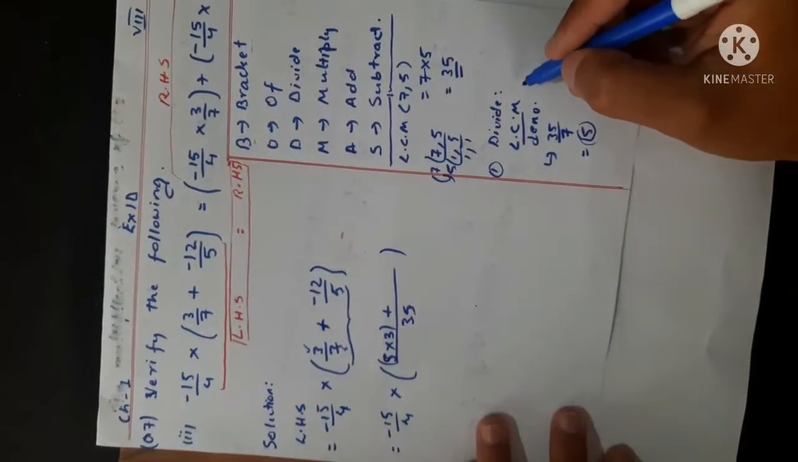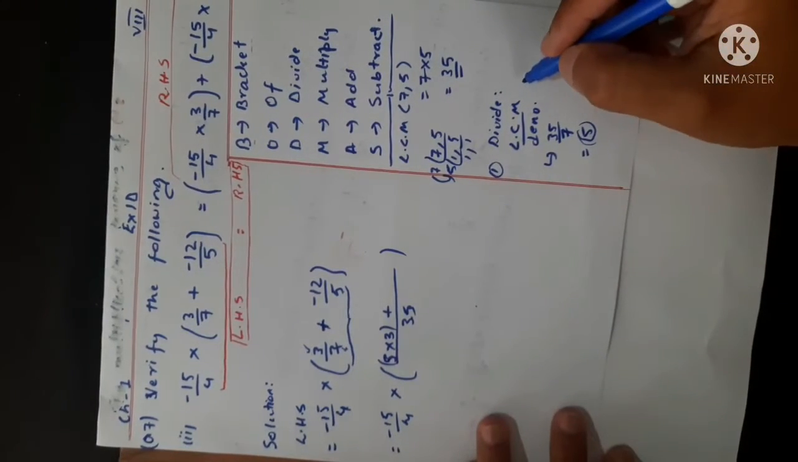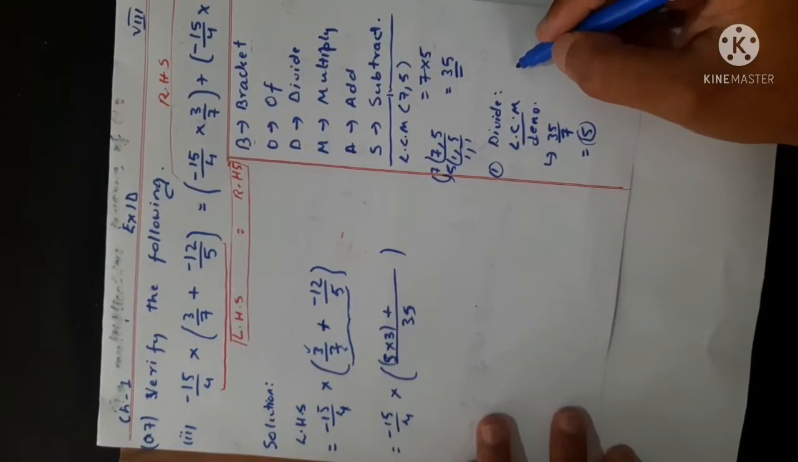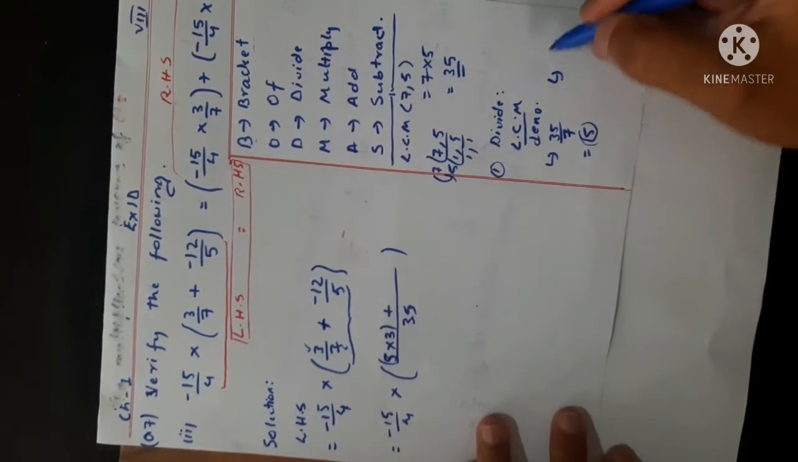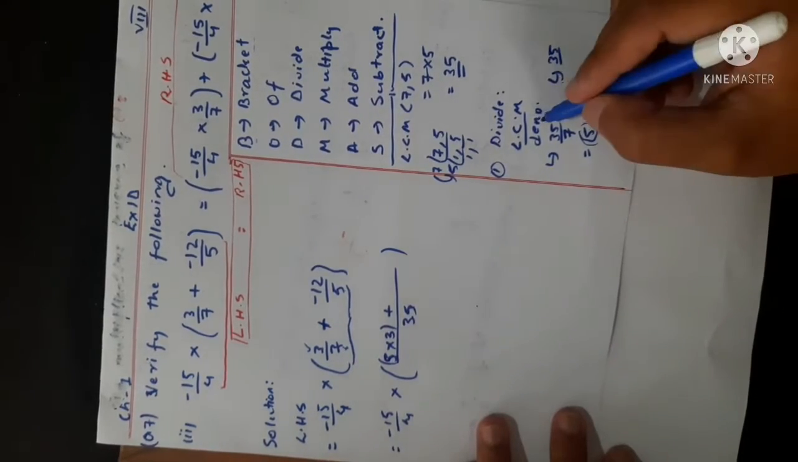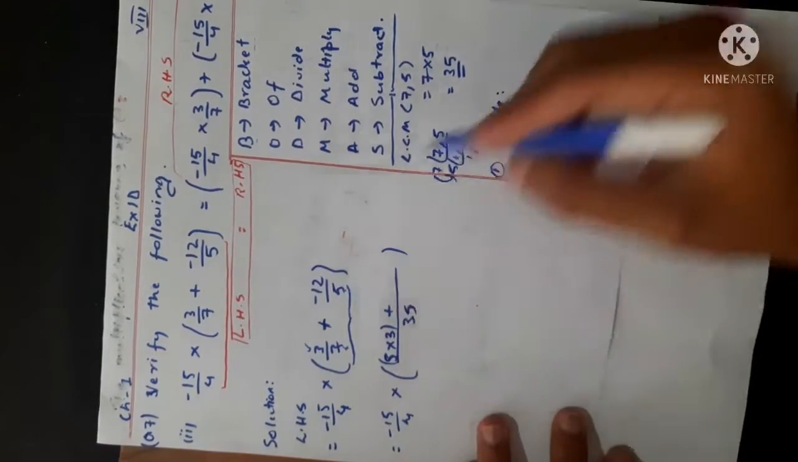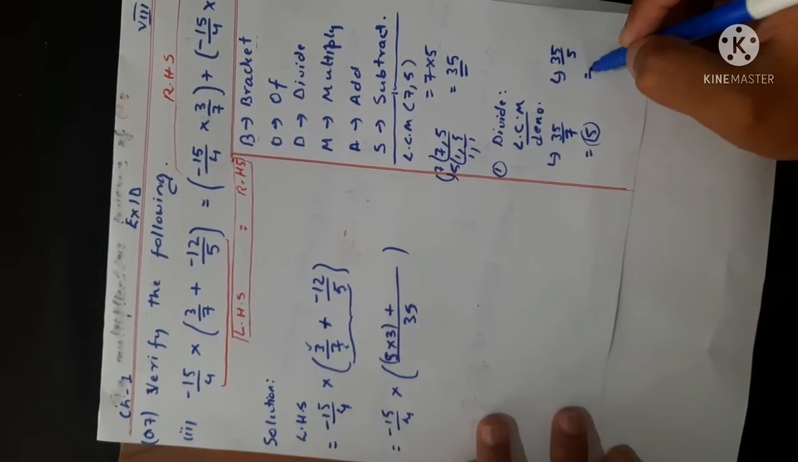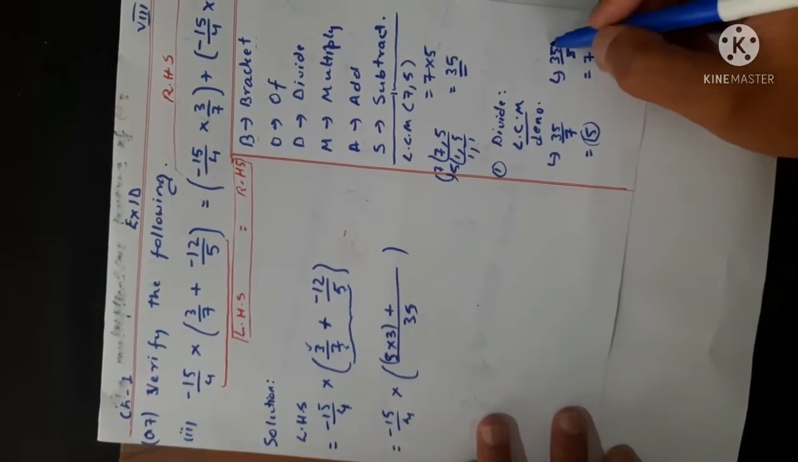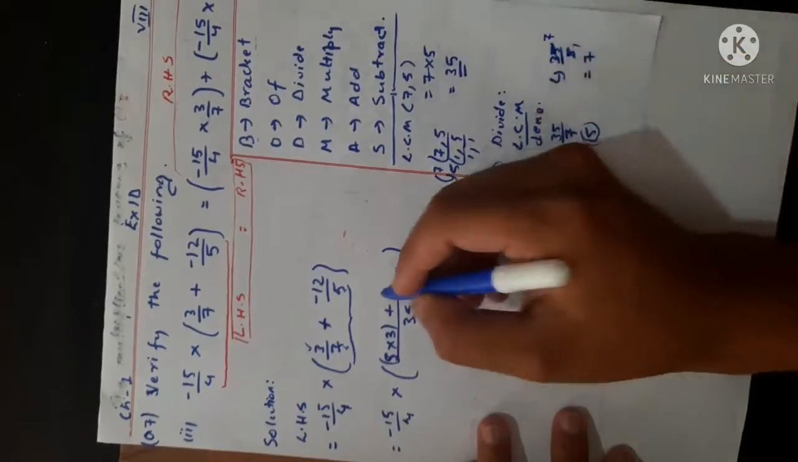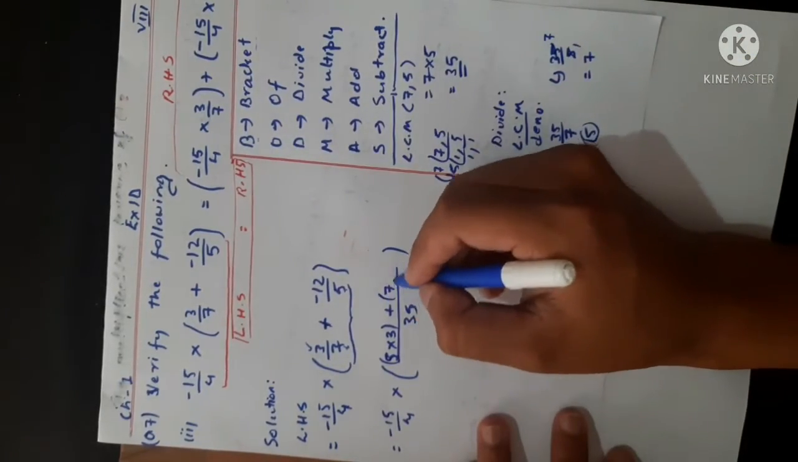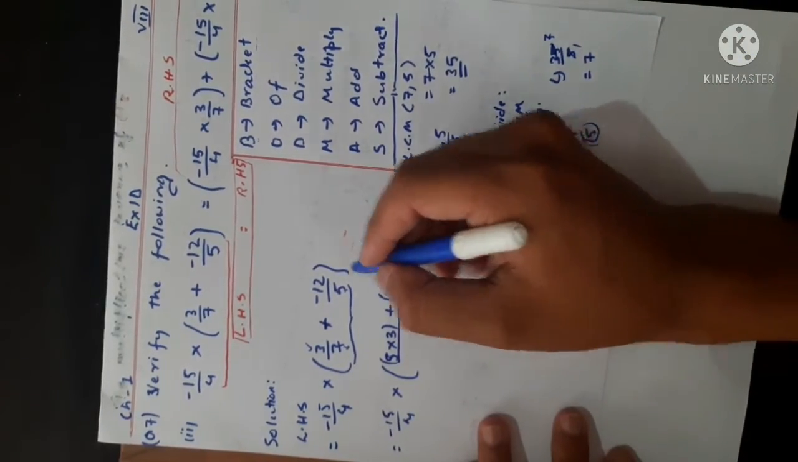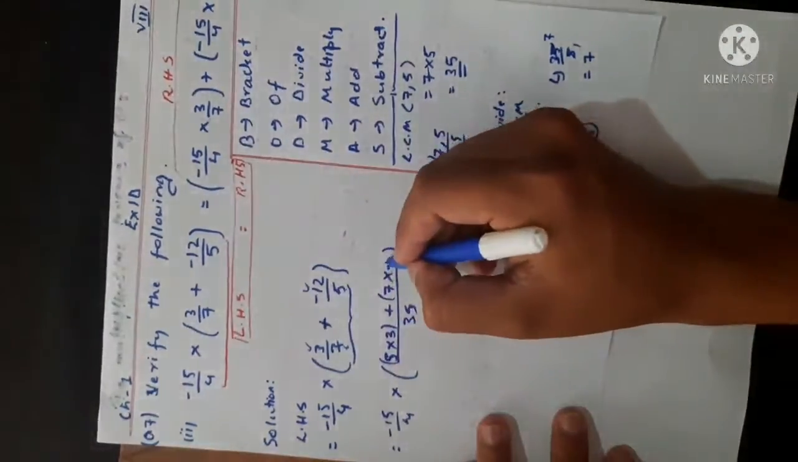again we have to divide the LCM by the denominator. The LCM is 35 divided by the denominator, which here is 5. 35 divided by 5, we will get 7: 5 1 are 5, 5 7 are 35. So we write 7, and this 7 we multiply with the numerator, minus 12.